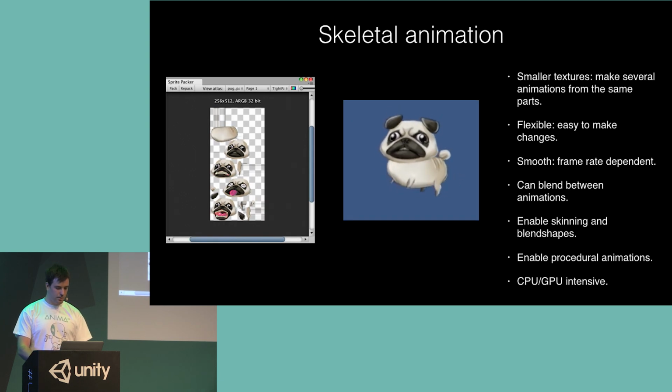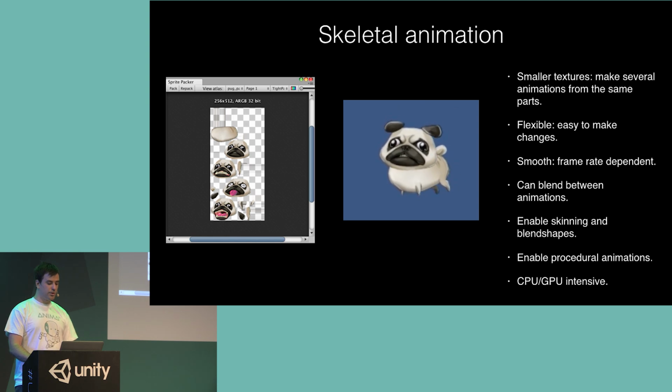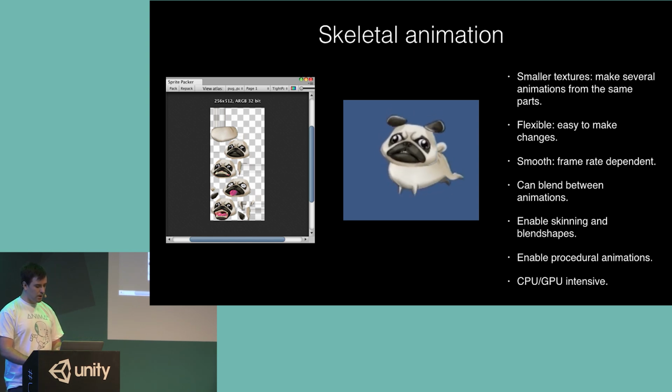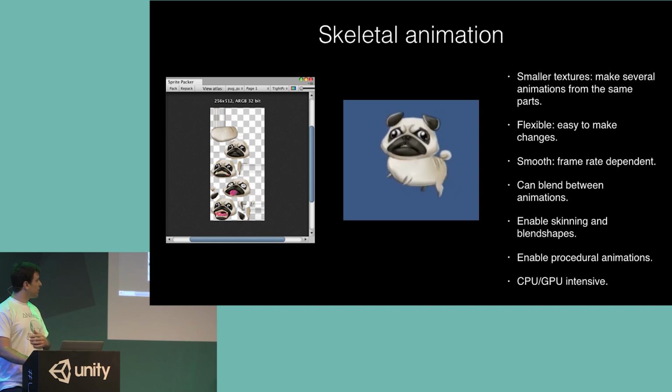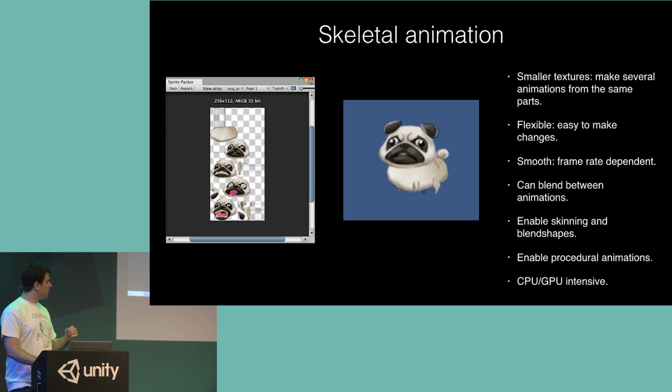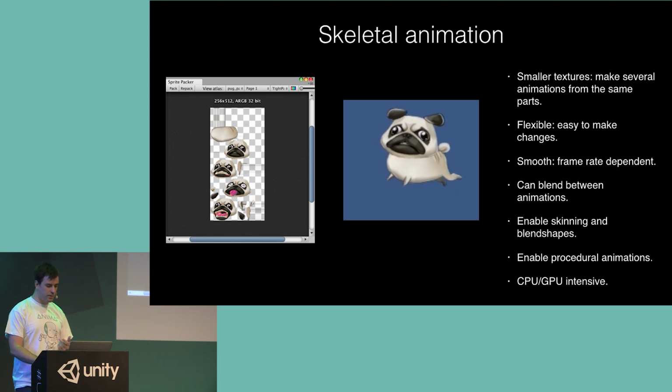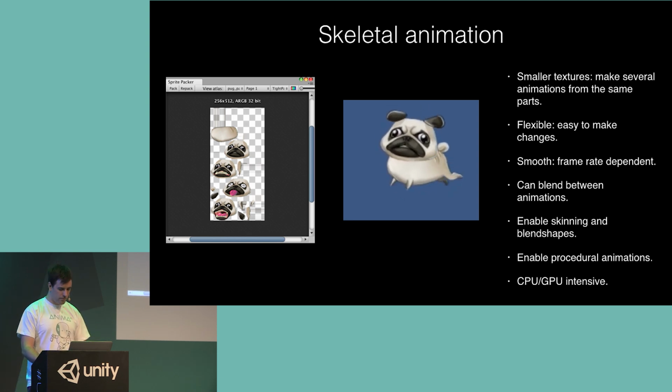So skeletal animations allow you to reuse common parts between animations, so you end up with smaller textures. If you change one of the images, you already changed all the animations, so it's good. It's more flexible. Also, it's smooth because all the animations are sampled using curves, so all the in-between frames of your keyframes are calculated. So you get as smooth as your frame rate is. And you can make slow-mo, for instance.